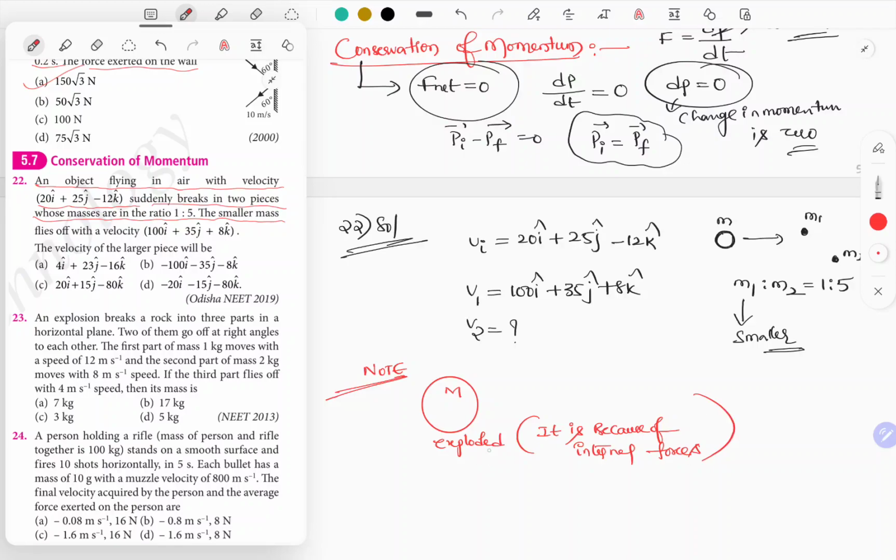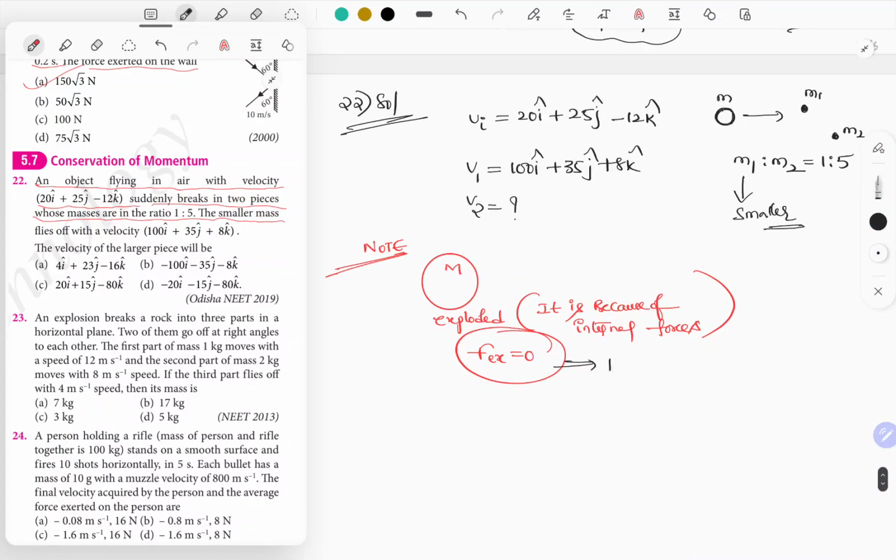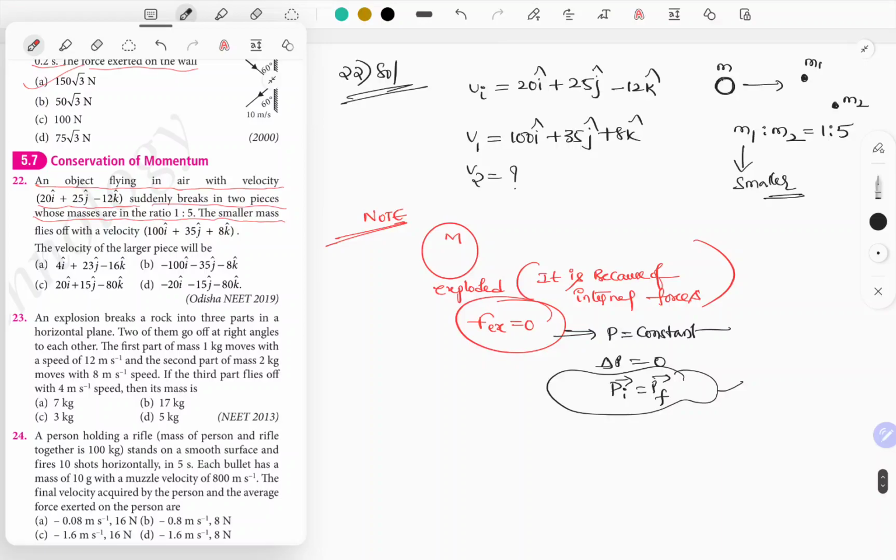If it is exploding because of internal forces, external force acting on the system is equal to 0. If external force acting on the system is equal to 0, momentum is going to be constant. Momentum is equal to constant, or you can represent change in momentum is equal to 0, which is initial momentum is equal to final momentum. So this is the process you have to remember when you come across numericals based on conservation of momentum or explosion of any particle. This is note 1.